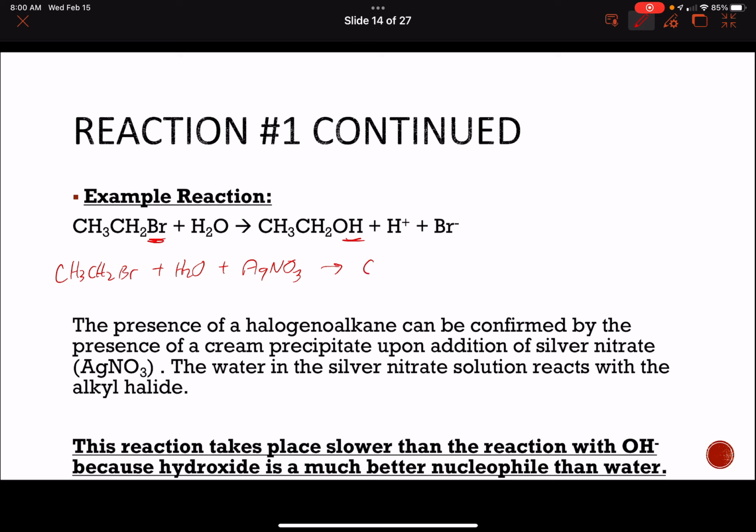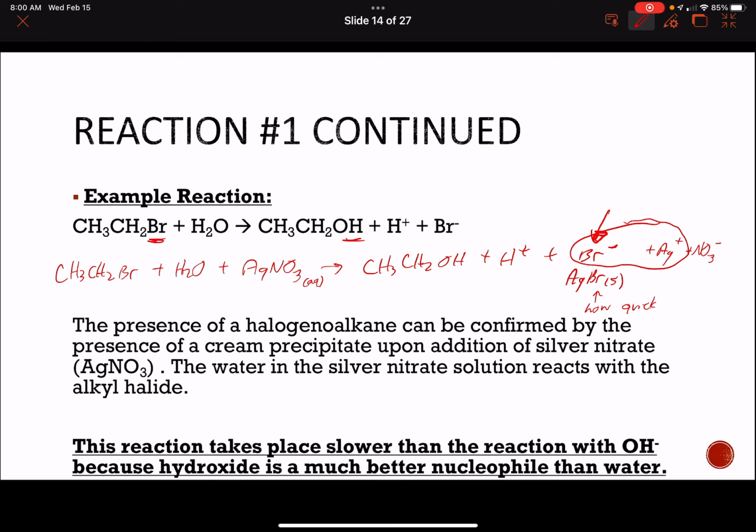And so as this reaction takes place, and specifically as the substitution happens, Br minus reacts with Ag plus in the AgNO3. AgNO3 is soluble in water. Silver nitrate breaks apart in water, but AgBr forms a solid. So if you've got Ag plus ions and Br minus ions in the solution, AgBr is going to connect together and form a solid. And how quickly this happens determines the rate.